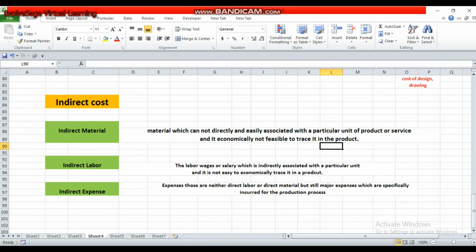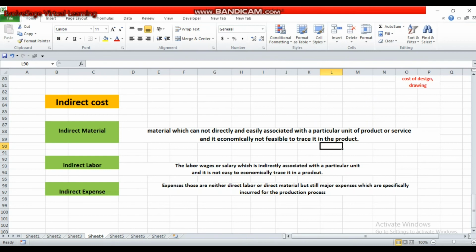Let's discuss indirect labor. What does indirect labor mean? The labor wages or salary which is indirectly associated with a particular unit, and it is not feasible and not easy to economically trace it in a particular product. What does this definition actually tell us?